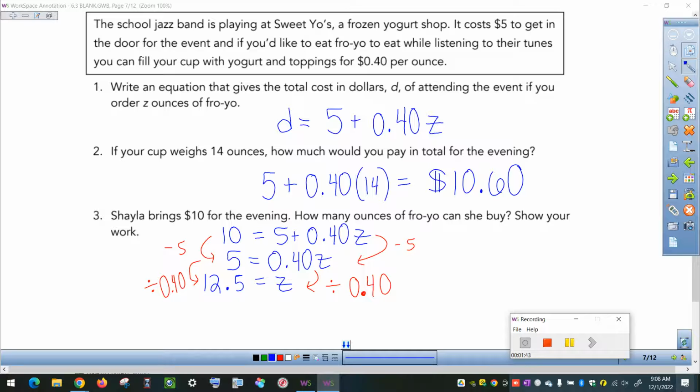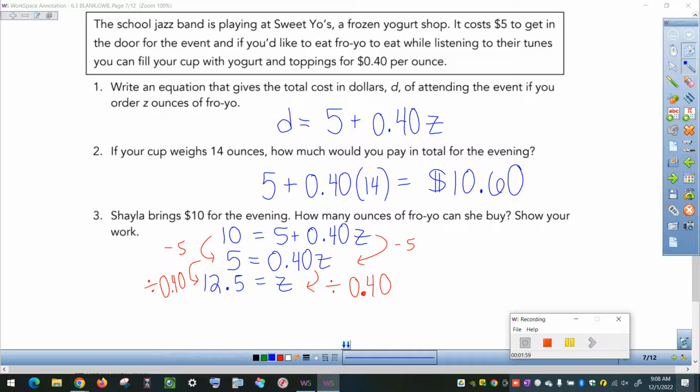All right, so all we're doing in number 2 is using the equation we got in number 1. We're evaluating this for a specific value of Z. We're just plugging in 14 for the Z, and we see that the total cost would be 10.60.